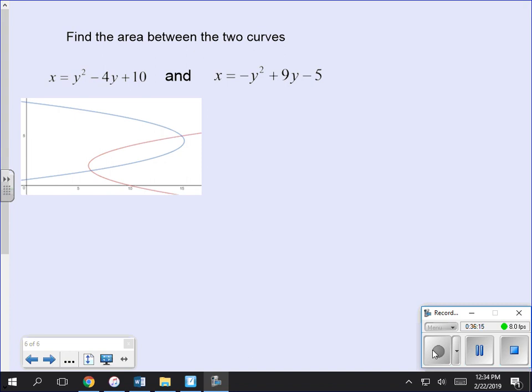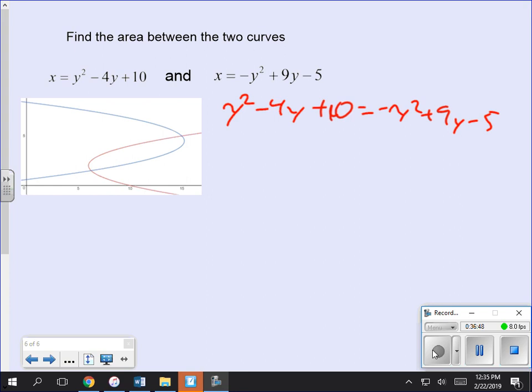So the first thing is, we do like we did at the very beginning. I want to know where they cross each other. I want to know the y coordinates. The x coordinates I don't need, but the y coordinates I do. I have a system of equations. X equals this, x equals that, they equal each other. Y squared minus 4y plus 10 equals negative y squared plus 9y minus 5.